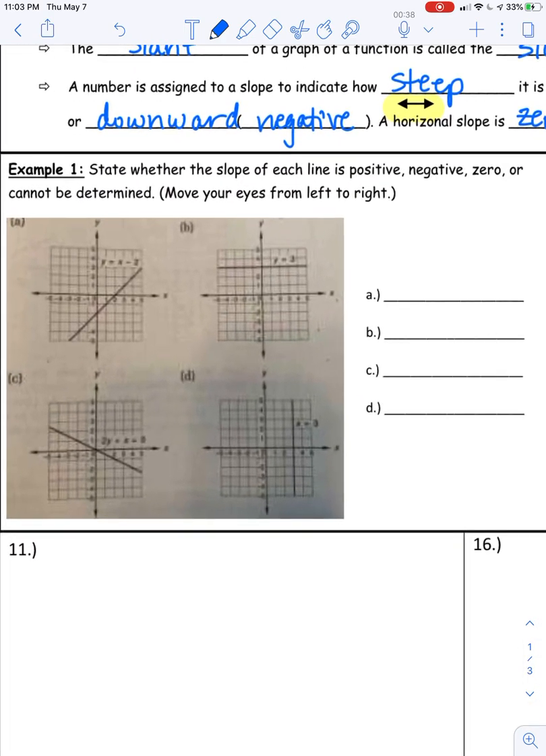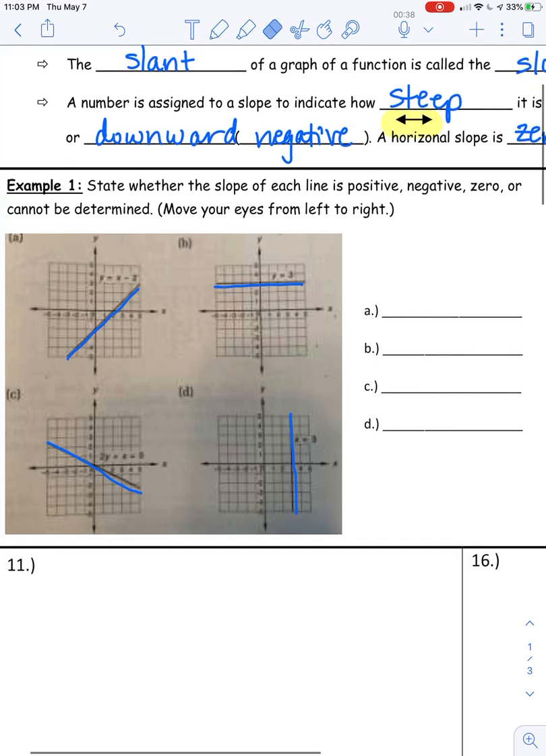All right, so let's go look at example 1 together here. We're going to state whether the slope of each one of these lines is positive, negative, 0, or cannot be determined. Here's how you do this. Now you notice each line here, mine's a little blurry because as I make this a little bit bigger, it's hard to see some things, but you have yours in front of you. There's the lines. That one didn't come out so good. Let's fix that one.